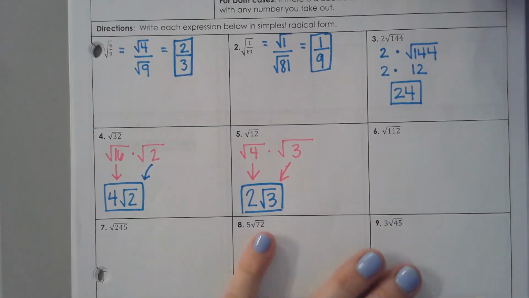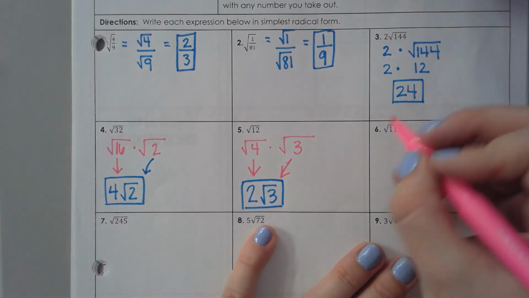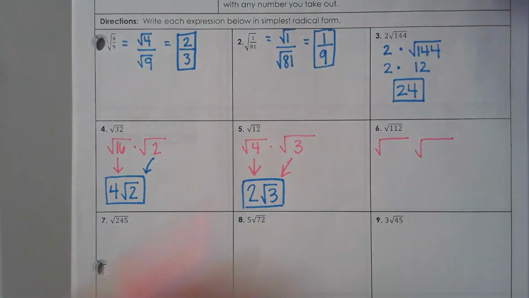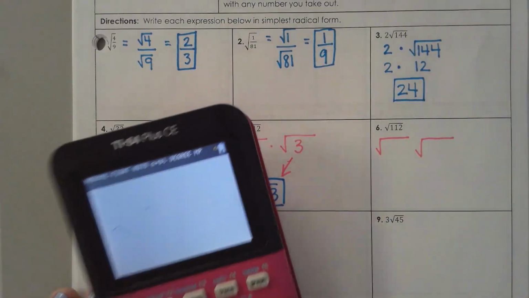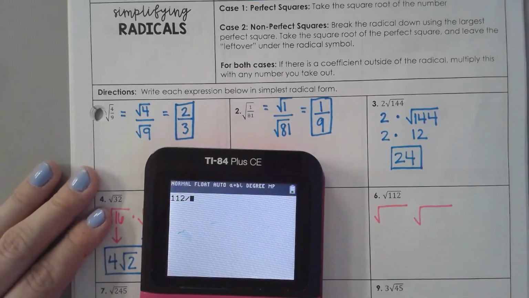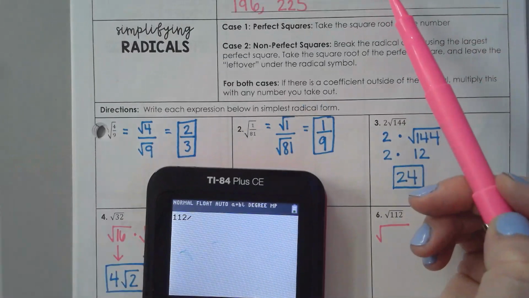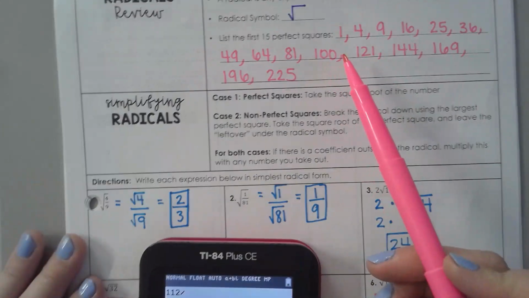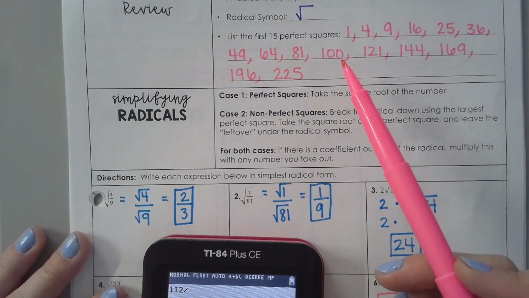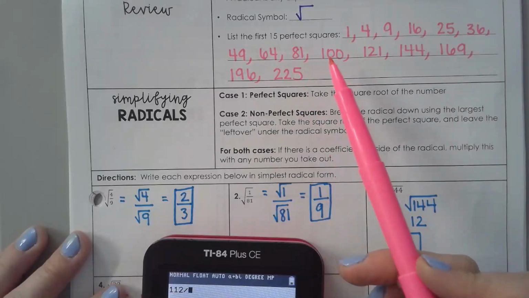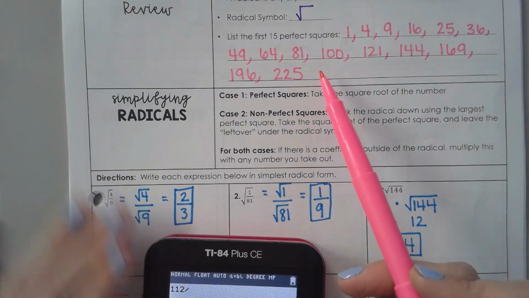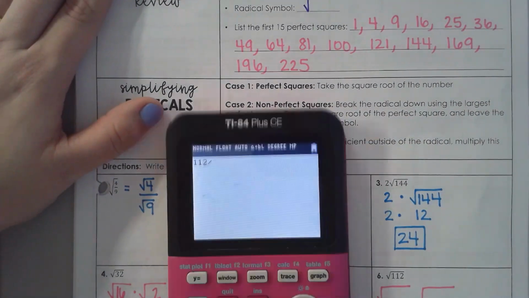Number 6, we have 112. That is not on my list, so I'm going to split it up. So 112, the first number that I would divide by would be 100. Is 100 going to go evenly into 112? Nope. So just go back one. I mean, if you typed in 100, it's fine. But you should know right off it's not going to go evenly. So go down to 81.